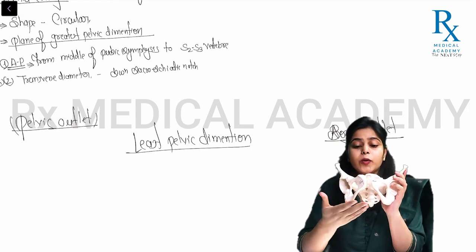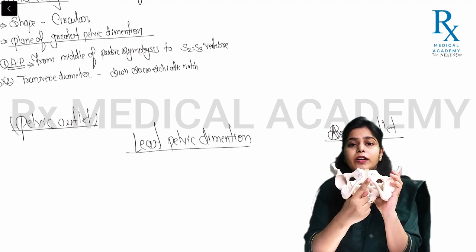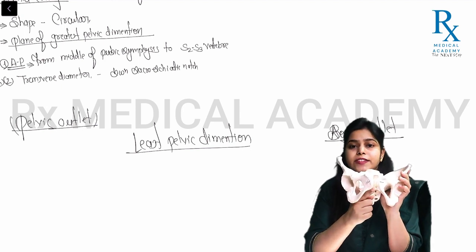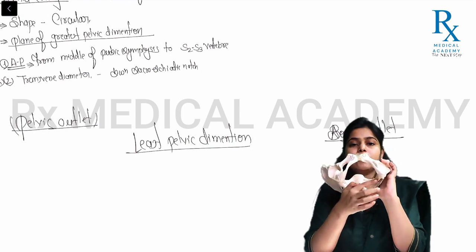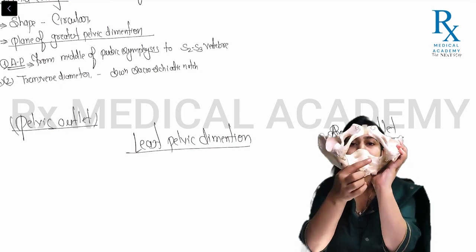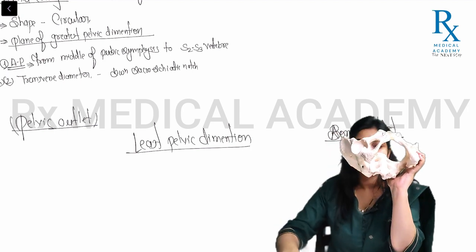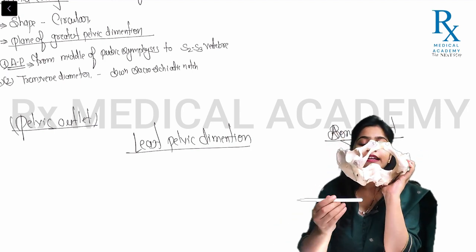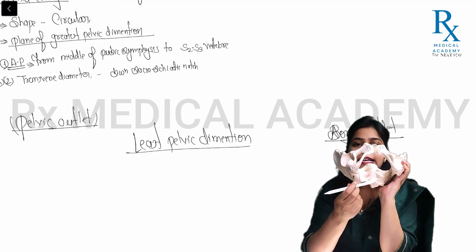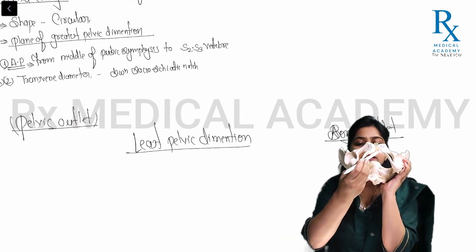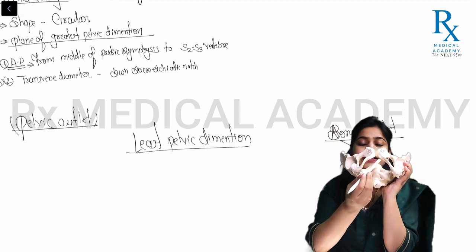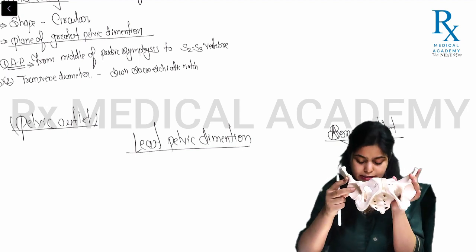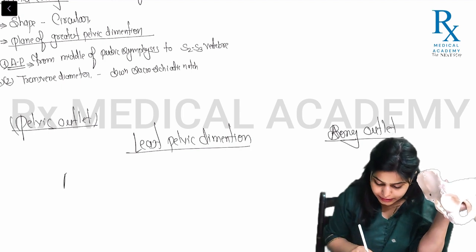So as it forms the outlet, तो anterior border will be formed by inferior surface of the pubic symphysis and the lateral border will be formed by this ischial spine. And posteriorly, it is formed by tip of the sacrum. So as you can see, it is rhomboid shape. So let's talk about its dimension. Anterior posterior dimension.